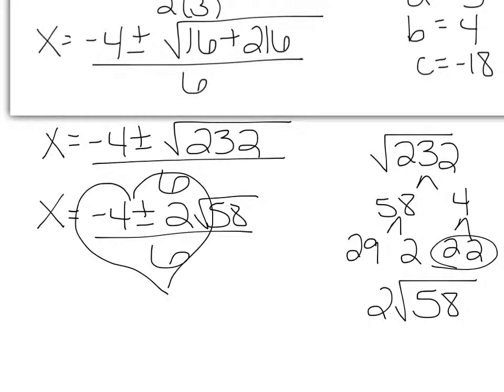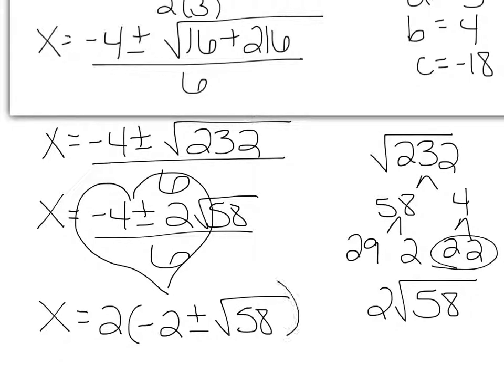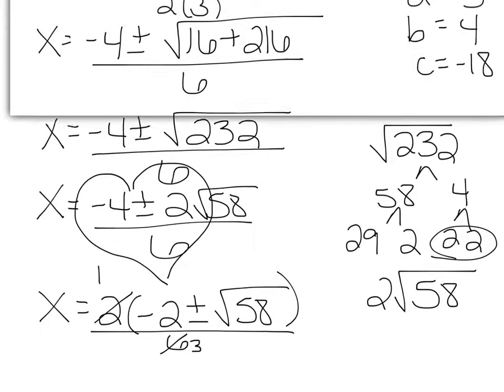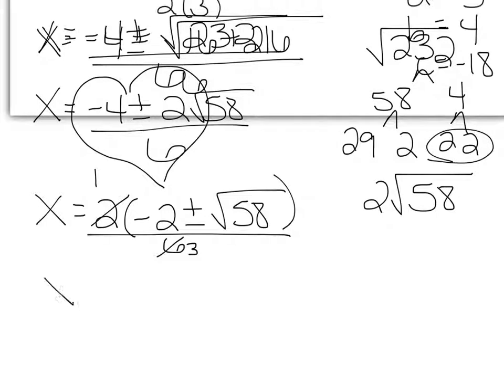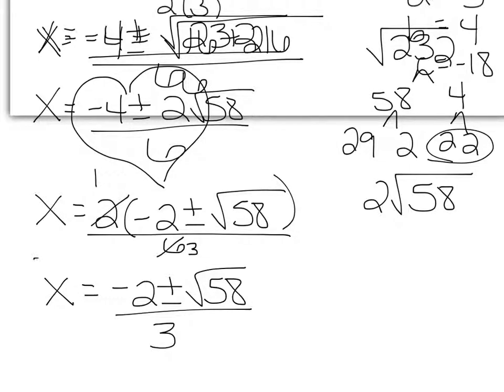Take a look and see if all of them are divisible by something. They're all divisible by 2. So if I factor out a 2, I'm left with negative 2 plus or minus the square root of 58, all over 6. 2 and 6 can be reduced to 1 and 3. So your answer is negative 2 plus or minus the square root of 58, over 3.